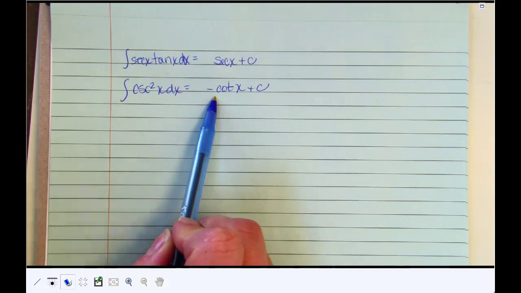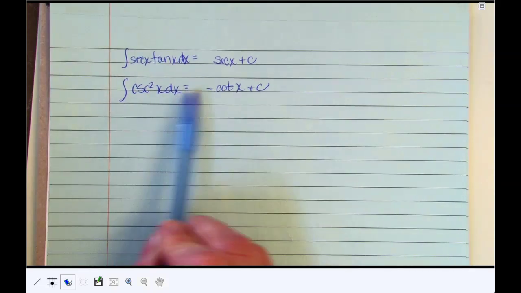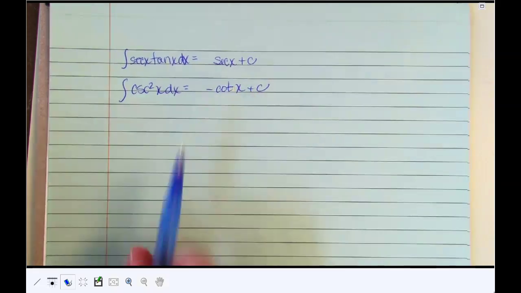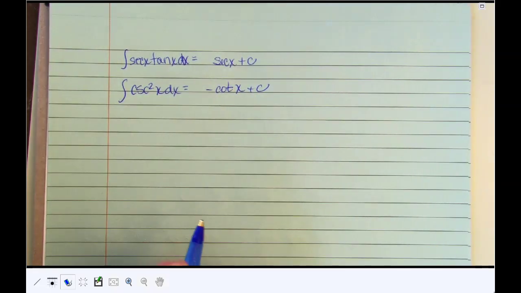Because the derivative of cotangent is a negative cosecant, and so you got to put the negative somewhere. Okay, this one you may want to write down.